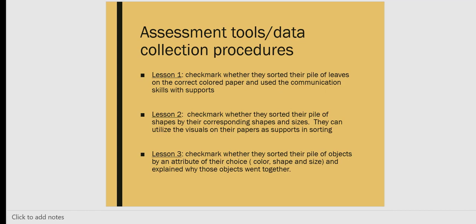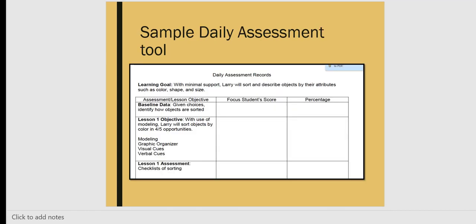The assessment tools, data collection, and procedures for this learning segment are first to use a check mark to indicate whether they sorted their piles on the correct colored paper and use the communication skill. In Lesson 2, they'll use the check mark to indicate whether the focus learners sorted their pile of shapes by shape and size, and if they can use visuals on their paper as supports in sorting. Lesson 3, the checkmark will show whether they sorted their pile of objects by an attribute of their choice and explain why these objects went together.